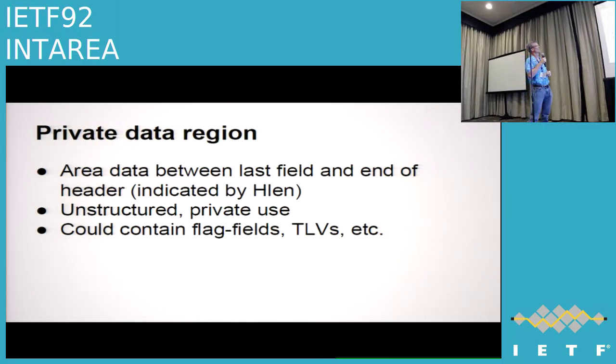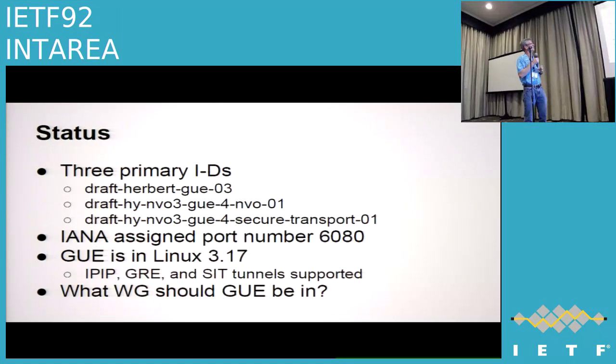The status. We have 3 primary drafts, plus a few that describe some of the extensions. The GUE draft is the base draft, and that describes pretty much the protocol as is. The network virtualization draft, the NVO draft, is specific to the network virtualization extensions, and we have a security draft describing the field. We have a port assignment. This is now in upstream Linux, so you can test it out if you wish. We support IP over GUE, GRE over GUE, SIT over GUE.